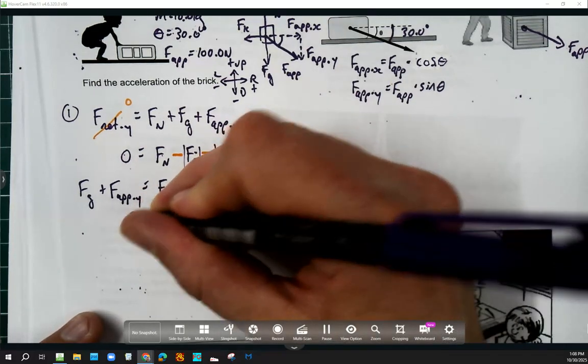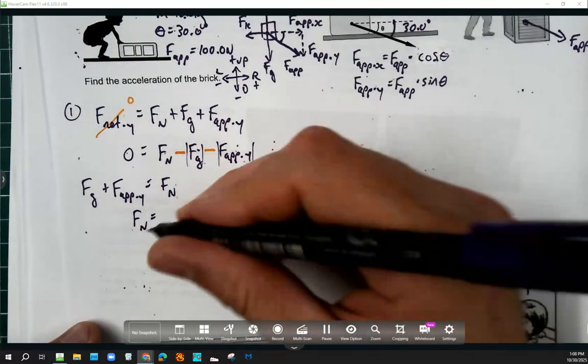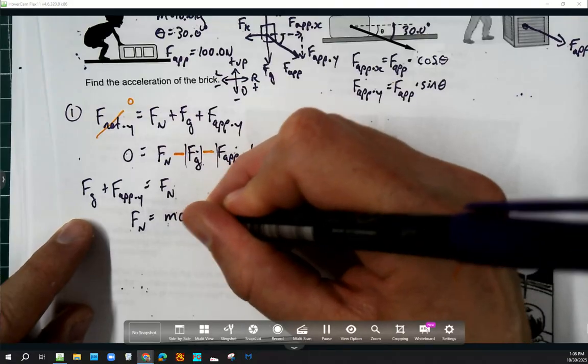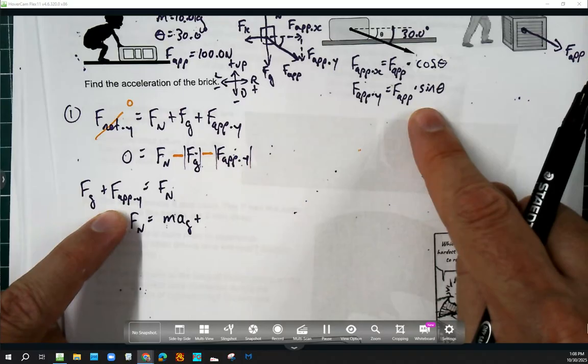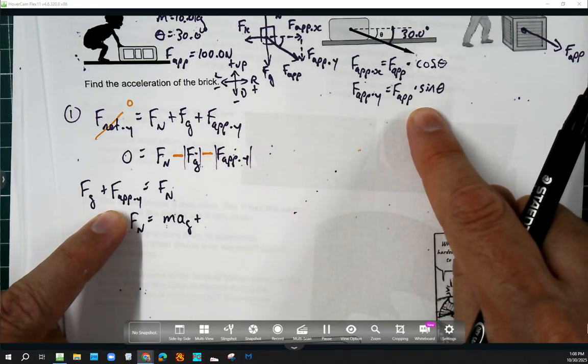And then when I go to sub in my values, I think I'm going to write Fg as just mass times acceleration due to gravity. And I think I'm going to write F applied y. Didn't we already say it was going to be F applied times sine theta? See that there?